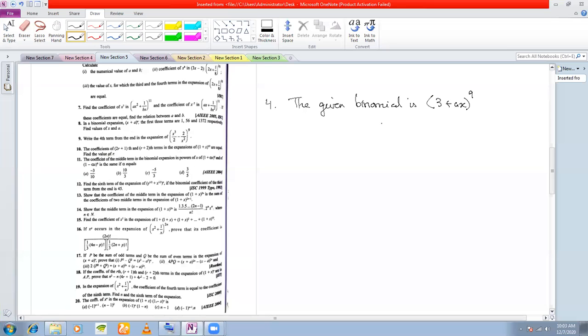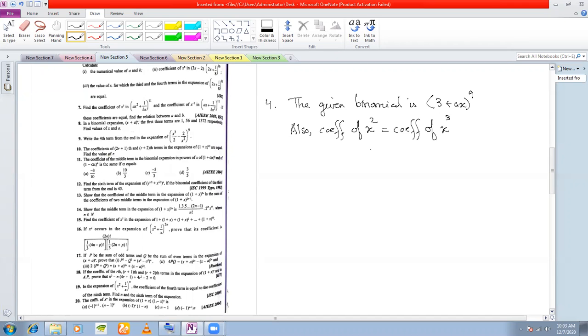Okay, and what is mentioned here? What is the given condition here? That the coefficient of x square is equal to the coefficient of x cube. That is what is given. With the help of this given data, you will have to find out the value of a.